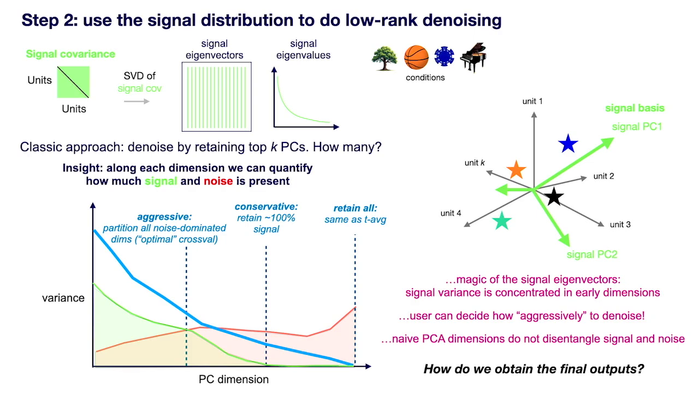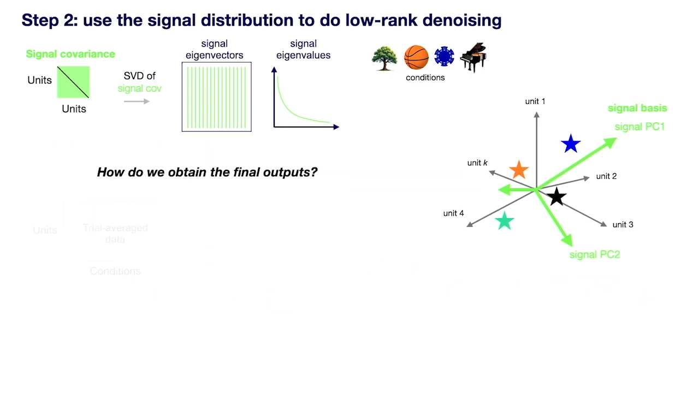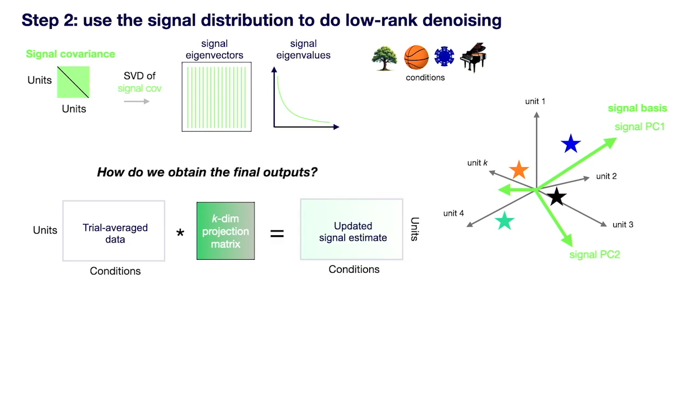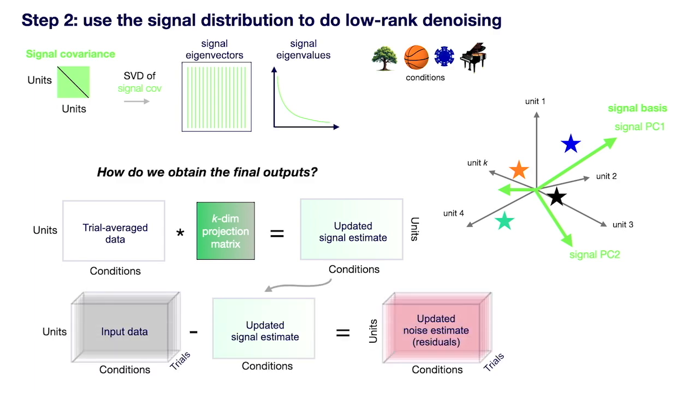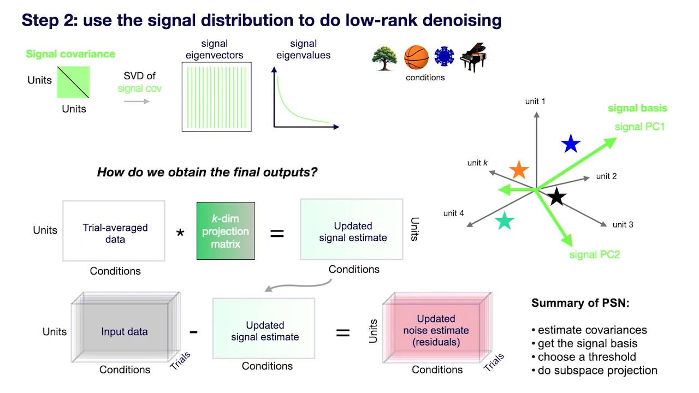So now we've chosen a threshold, and how do we obtain our final data outputs? We finish by taking the trial average data and projecting it onto the top k signal eigenvectors that we just selected. And what comes out is a new units by conditions matrix that lives in the signal subspace, and the difference between that and the original input gives us our updated noise residuals. So that's the whole pipeline. Estimate covariances, get the signal basis, choose a threshold, and then do subspace projection. It's not too complicated.